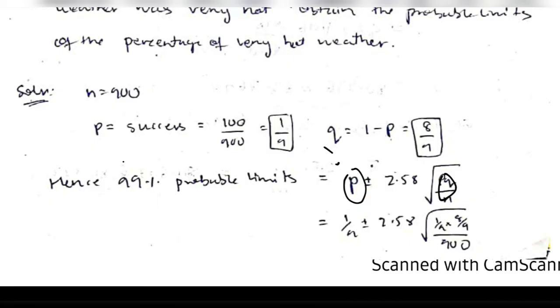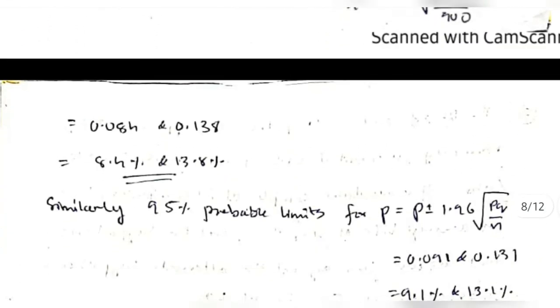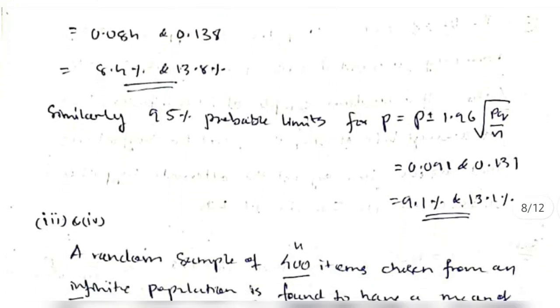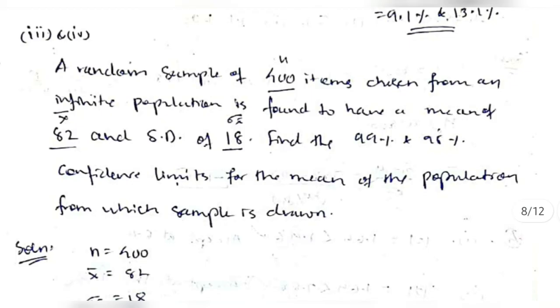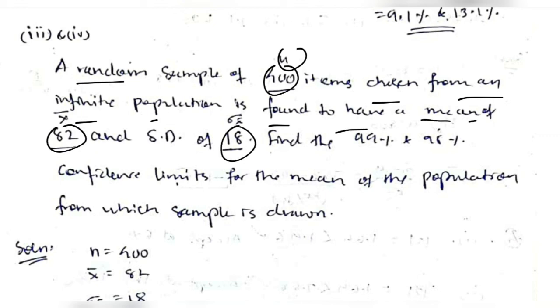Since we have found this for 99%, we took 2.58 here. If you have to find it for 95%, the same formula, we just use 1.96 here. This was for the single values. If they have given the mean values, we'll be using the formula for the average. A random sample of 400 items, which is n, chosen from an infinite population, is found to have a mean of 82 and standard deviation of 18.